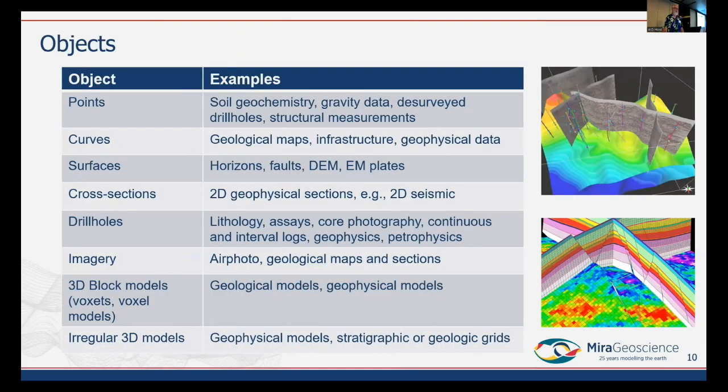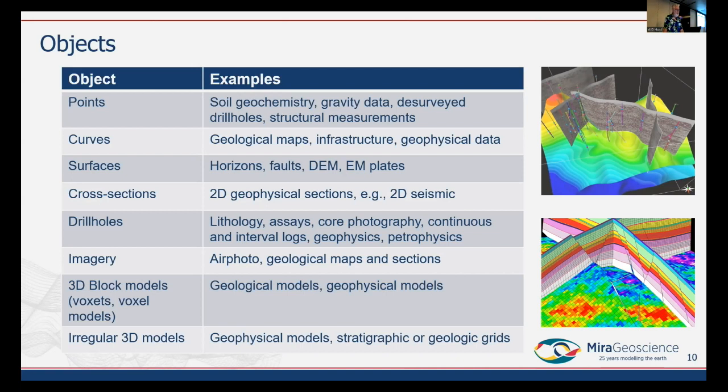So the type of objects we're visualizing in 3D points, that'll be soil geochemistry, gravity data, desurvey drill holes, structural, surface structural data. We have curves, which are geological boundaries on maps, infrastructure, geophysical data, like a line database from a geophysical survey. We have surfaces, which are horizons and faults, your DEM, which is in every single project you'll make, and other interpretational objects like EM plates.